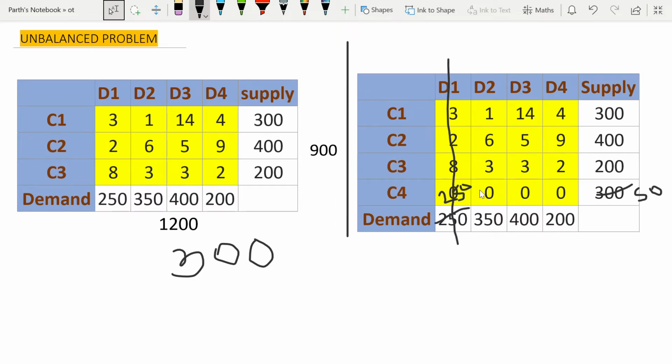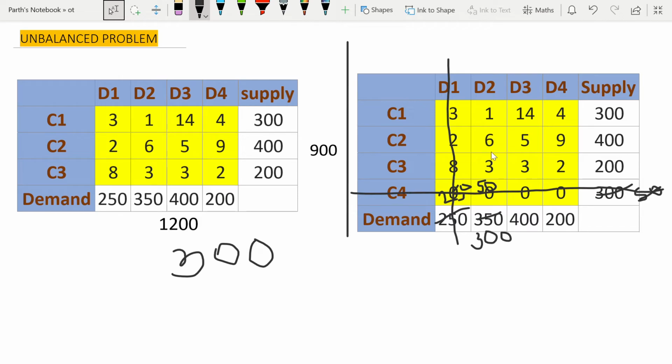Now for second iteration, we'll see the least cost in this block. So again you can take any 0. I am taking this 0. So here demand is 350 and supply is 50. So we'll cancel out this supply and here it will be 300. And again allocation is here 50. Now as the C4 is exhausted completely, we'll cancel out this row.